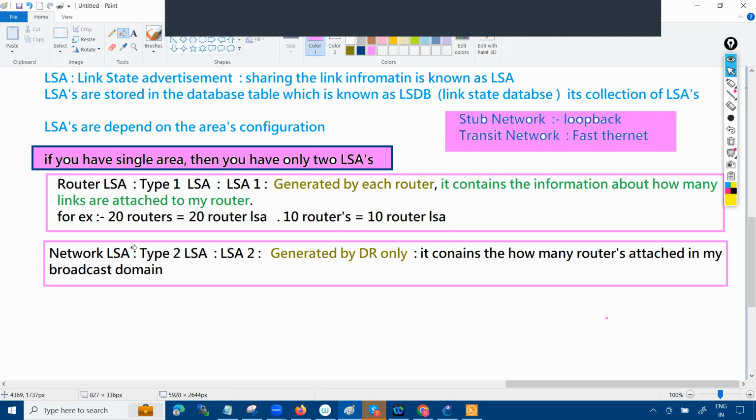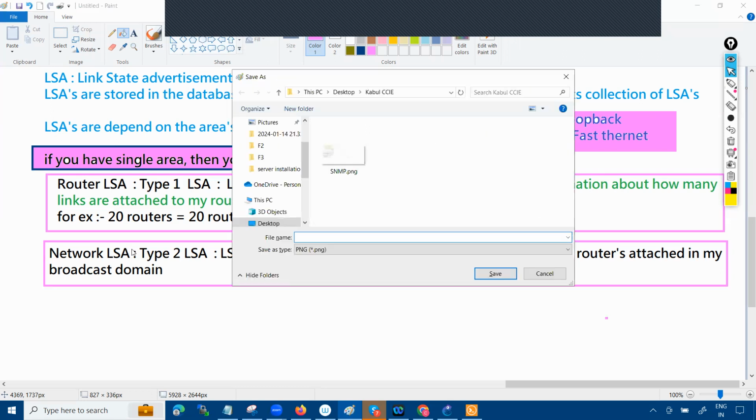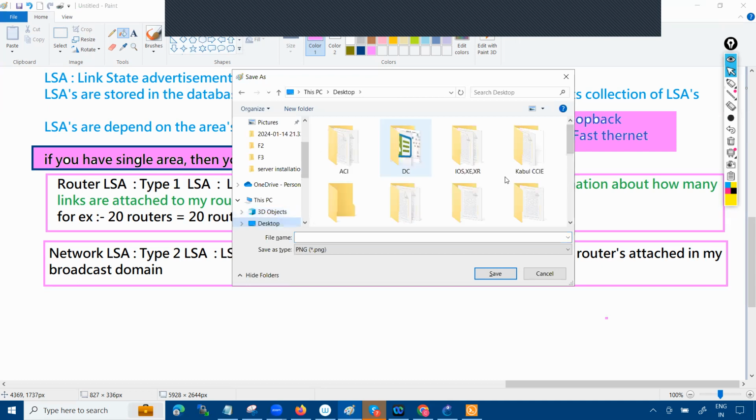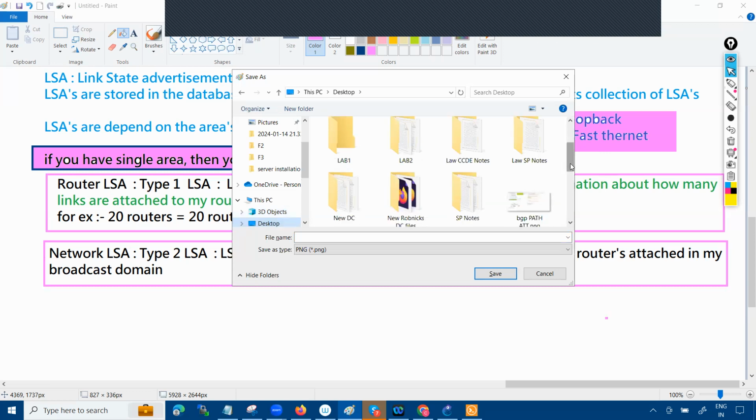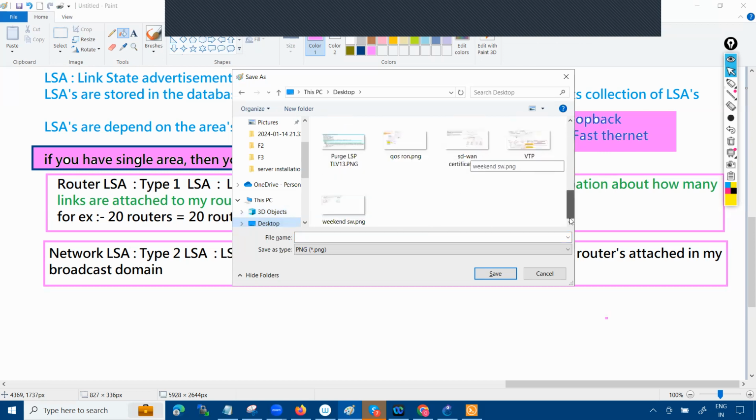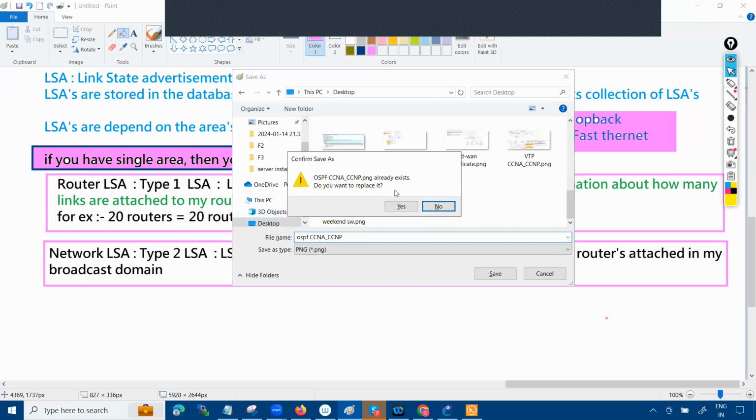Any questions, guys? I'll save this paint file. If you can share this file into your documents, that would be helpful. Sure, buddy. Let me see. No problem. Where's my, okay, OSPF. I already have it. That's the one.